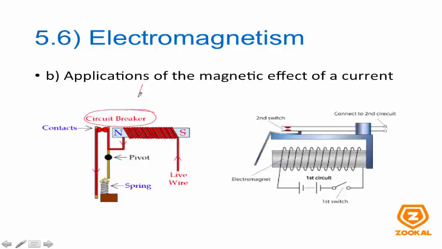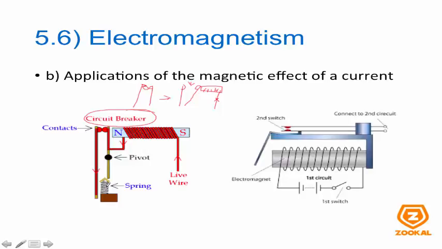So your contact, which was initially like this, would then be tilted over here, and there will not be a closed circuit. So there will be an open circuit over here. So this would prevent the excess flow of current through the wire.